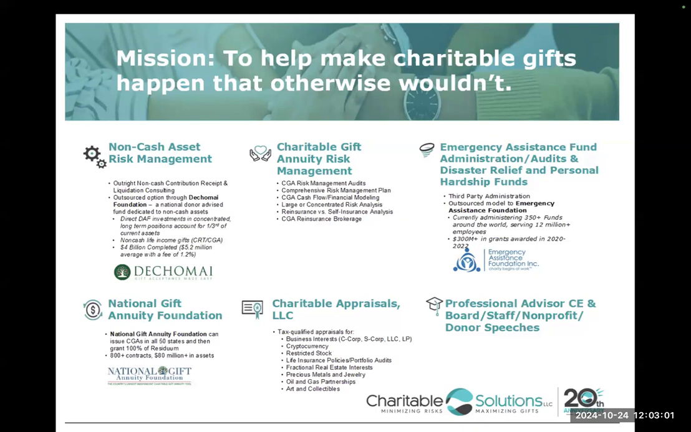Starting in the top right, moving in a generally counterclockwise direction, Emergency Assistance Fund Administration, actually how I got my start working with Brian and the Charitable Solutions team. It has grown a ton over the last decade and has been doing a lot of work lately for hurricane relief in the Gulf Coast and Western North Carolina. So that's been very busy lately and has seen a lot of growth.